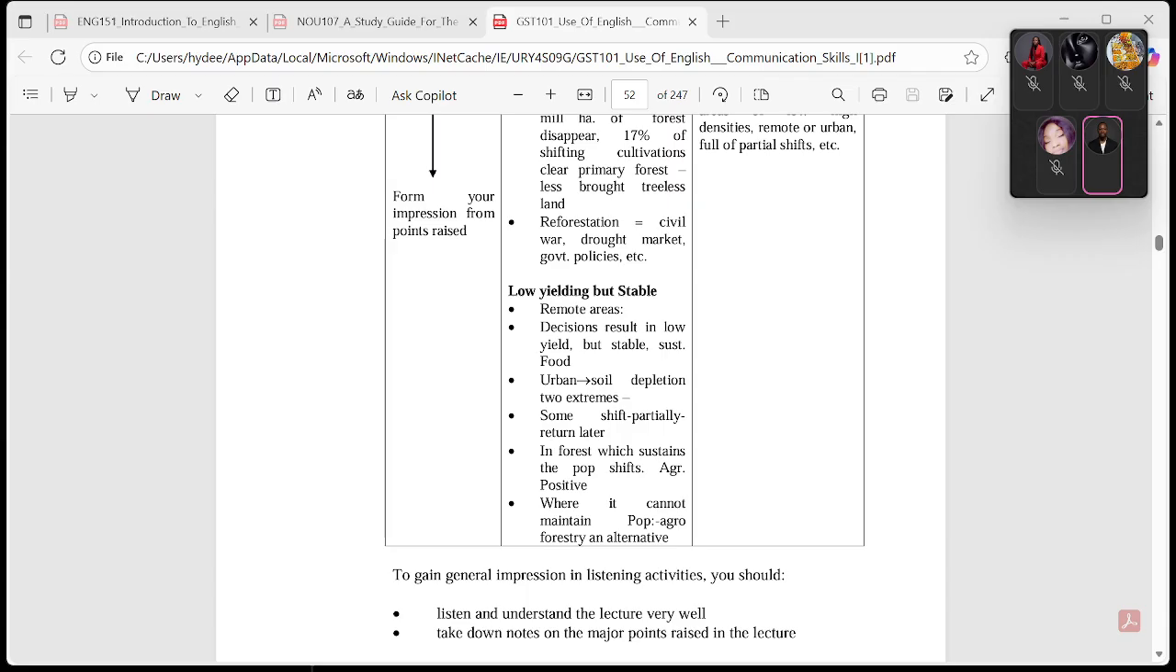All right, this is just for general impression. So the steps to form a general impression: listen and understand the lecture very well. Do note taking, not note making. Note taking. A lot of us right now, are we performing note taking or performing note making?